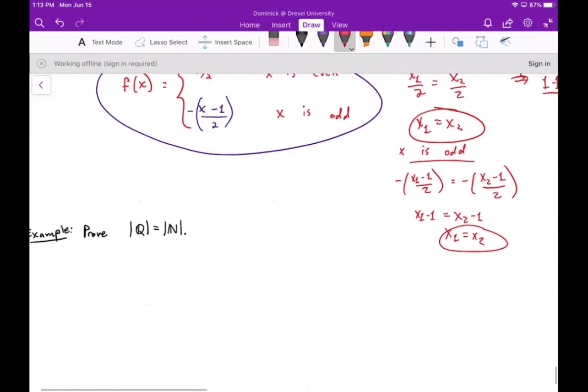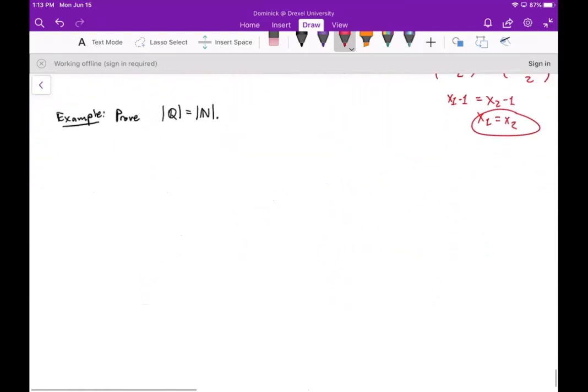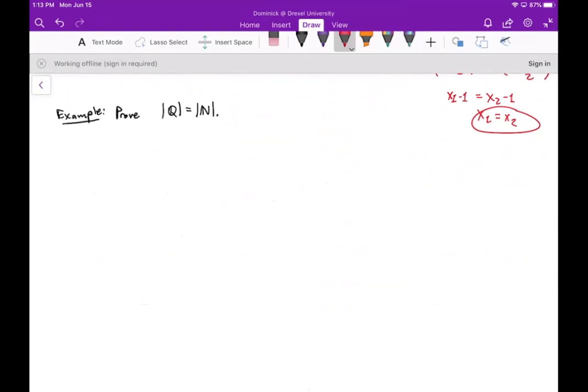Now, the next one I'll leave as an exercise, but let's sort of prove lazily for now that the rational numbers has the same cardinality as the natural numbers. All right, now, this is a fairly famous result, sort of known as Cantor's diagonalization argument.